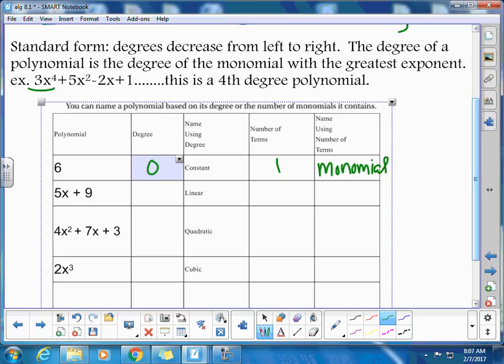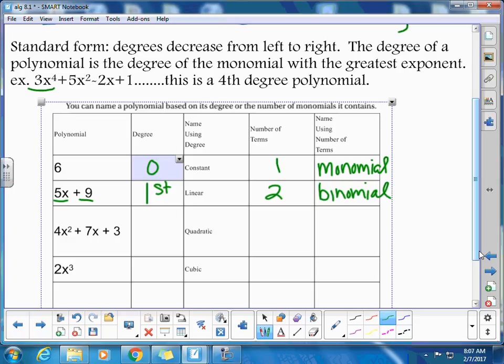Here we have 5x plus 9. So addition and subtraction separate the terms. But it's a 1st degree because it has just x to the 1st. It's linear, meaning we could graph this, it would be a line if it was y equals 5x plus 9. And number of terms, 2. Named using number of terms, it's a, like a bicycle, binomial. Bicycles have 2 wheels, binomials have 2 terms.